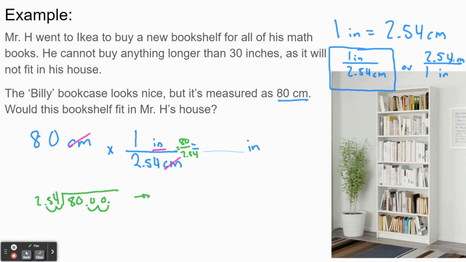So that means our new long division problem is going to be 254 on our outside and 8,000 on the inside. Past this is just normal long division. Does 254 go into 8? Absolutely not. Does it go into 80? Still no. Does it go into 800?